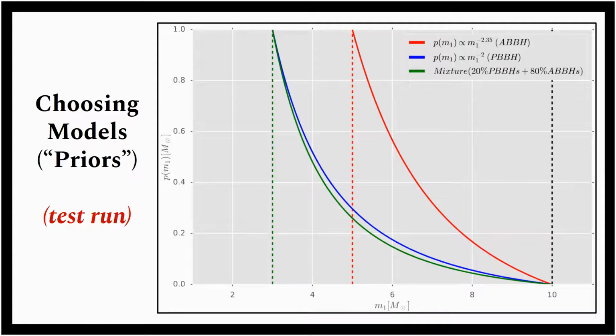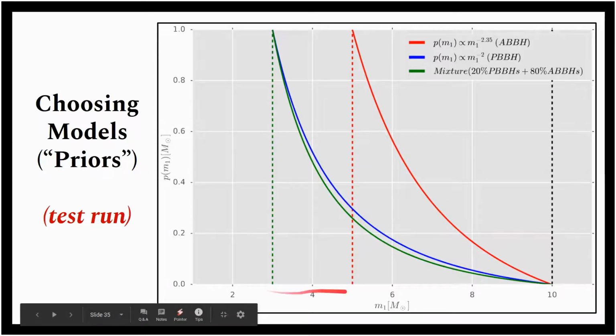We have a similar one for PBH. ABBH stands for astrophysical binary black hole, and PBH stands for primordial binary black hole. Those are the abbreviations we gave because they're really big words to say otherwise. So these are the 2 different scenarios that we consider. And then we also considered a mixture model where we have 20% of PBHs and 80% of ABBHs. That's what you're seeing here.